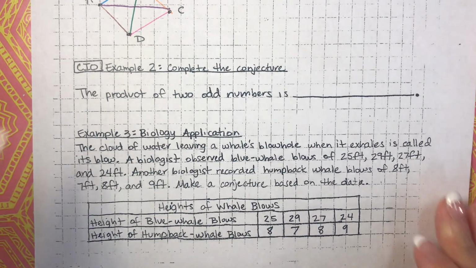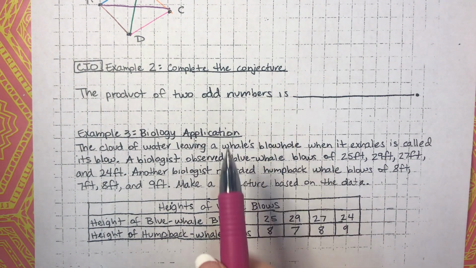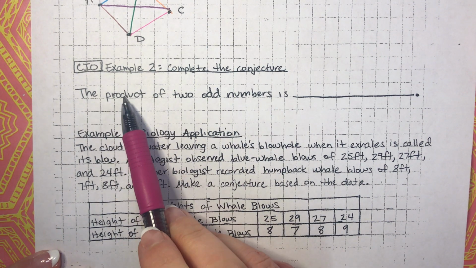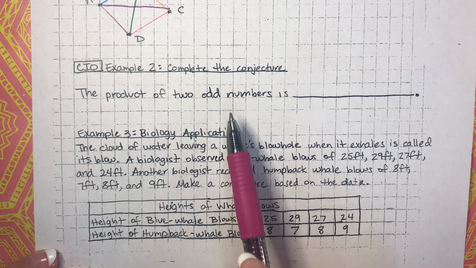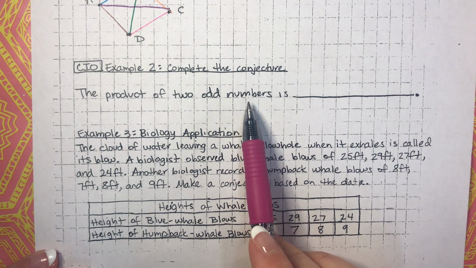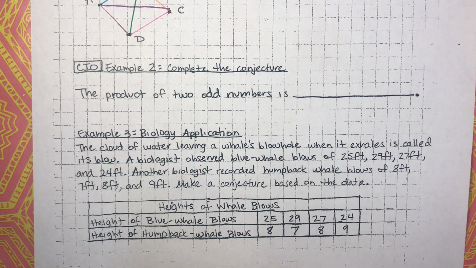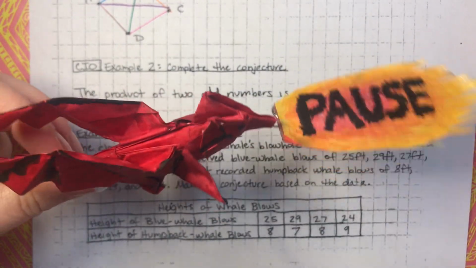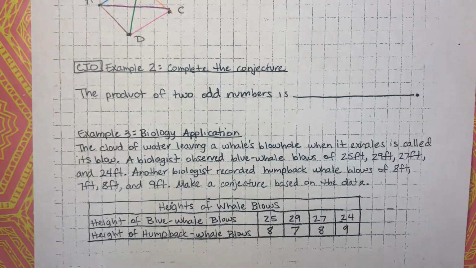Now it's time for you to check it out and do example 2 and then complete this conjecture. The product of two odd numbers is, remember, product means multiplication. So you're going to be multiplying two odd numbers together, and what do you get? Okay, please go ahead and pause your device, figure that out, and then when you get done, press play and we'll go over it.